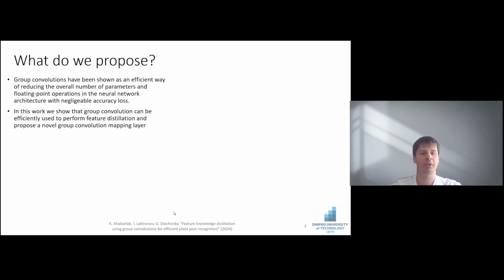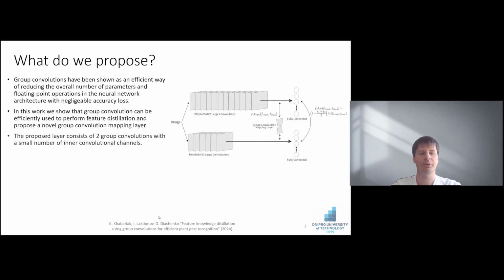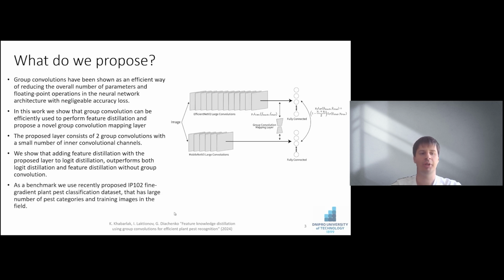The proposed layer consists of two group convolutions with a small number of inner convolutional channels. We show that adding feature distillation with the proposed layer to logit distillation outperforms both logit distillation and the feature distillation approach without group convolutions. As a benchmark, we use the recently proposed IP102 fine-grained plant pest classification dataset that has a large number of pest categories and training images in the field.